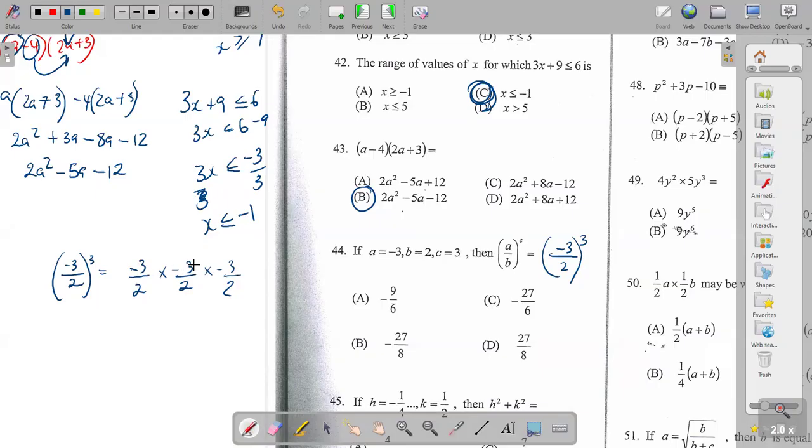So 3 times 3 is 9. 9 times 3 is 27. So it's going to be negative 27 over 2 times 2 is 4. 4 times 2 is 8. So your answer is negative 27 over 8.